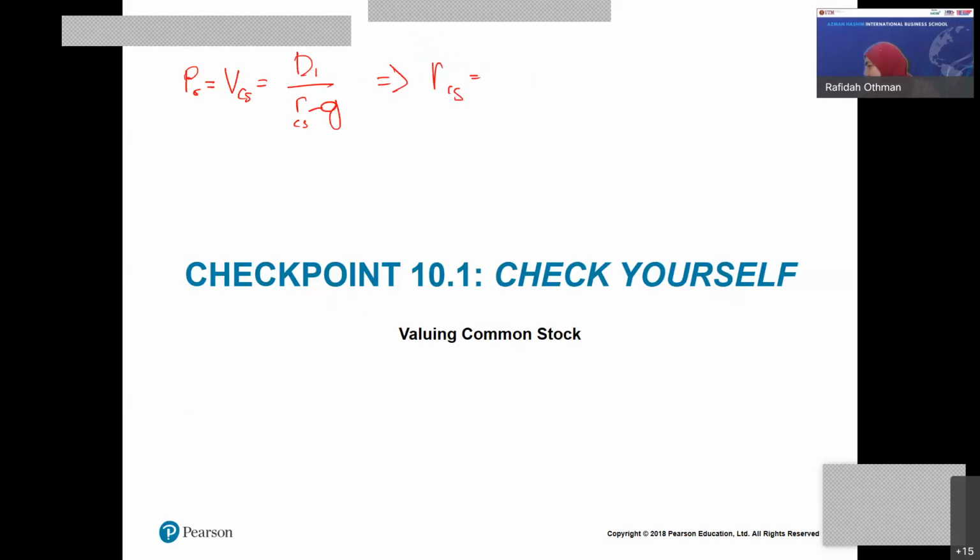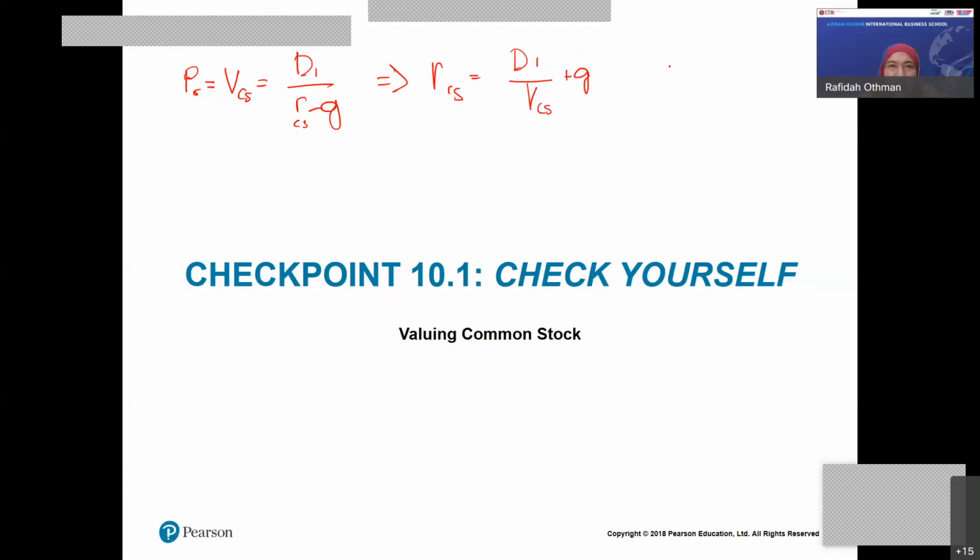We have a lot of engineers here. Engineer, please. Actually, we can use Excel, correct? There is an equation in Excel for RCS. Find the RCS. D1 divided by P plus G. Exactly. Okay, so this is one formula.